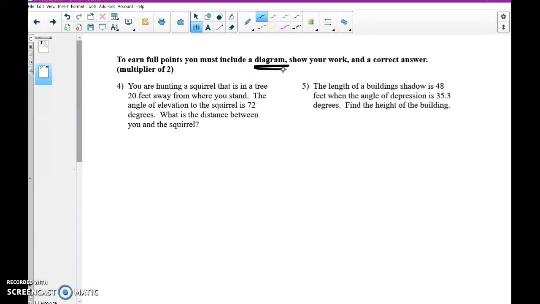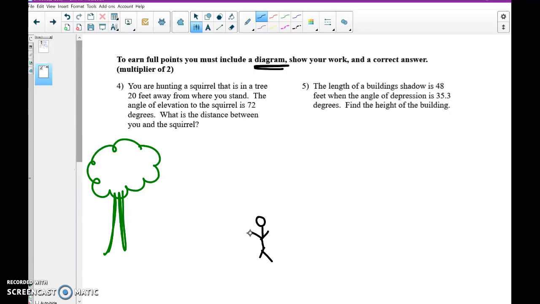You are hunting a squirrel that is in a tree. So let's draw the tree. And you're off to the side with your little gun shooting your squirrel. And here's the bushy-tailed squirrel. He's a really fat squirrel up in the tree. Okay, wow, he's really huge. That's like a cat, but it's really a squirrel.